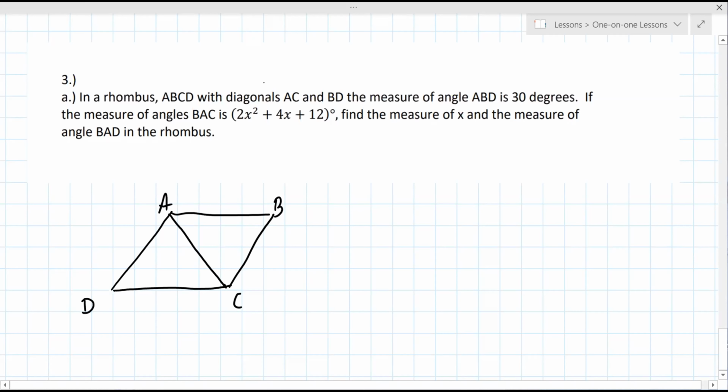So AC is a diagonal, and BD is another diagonal. I'm not going to draw that quite yet. Oh, I guess I do. So angle ABD is 30 degrees. And angle BAC is that thing right there, 2x squared plus 4x plus 12. Find the measure of x and the measure of angle BAD. Okay.